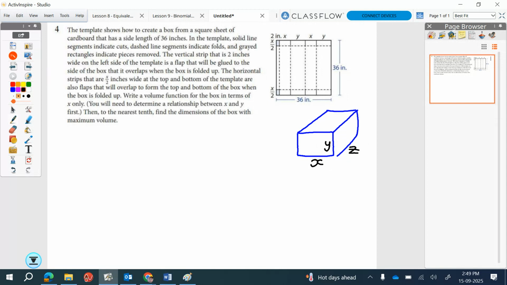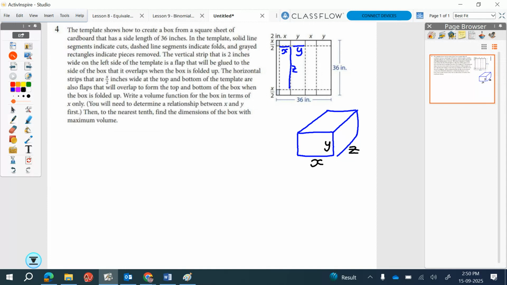So the sides of the box are going to be this length here, which is x, this length here, which is y, and this length here, which will be z. That's z, there's y, there's x. Once we roll this up, we're going to create a box looking like that. So we need to find each of these lengths.